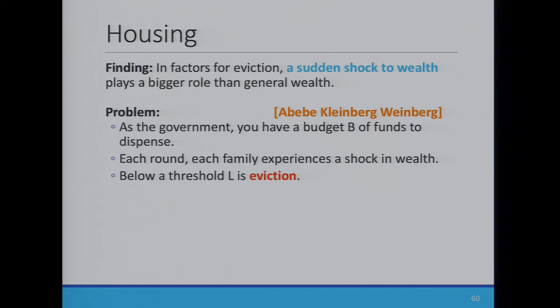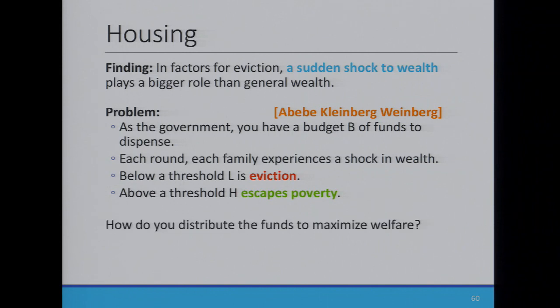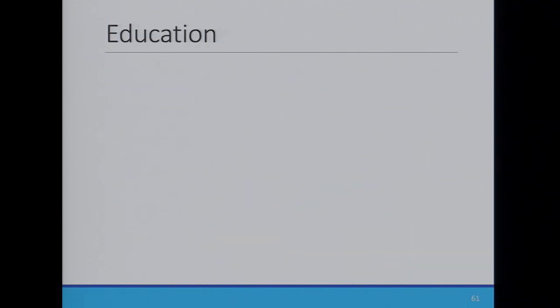There are books written about how once you go through an eviction, you have many negative effects and you can't get back on your feet. So we want to avoid eviction. And above some threshold, you escape poverty and you're out of the system, and you're no longer at risk for eviction. So in this model, which is just a toy model, how do you distribute the funds to maximize welfare? So here's just an example of a housing problem that we haven't solved yet.